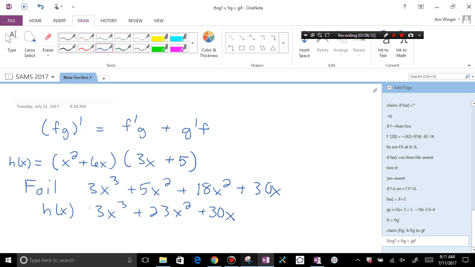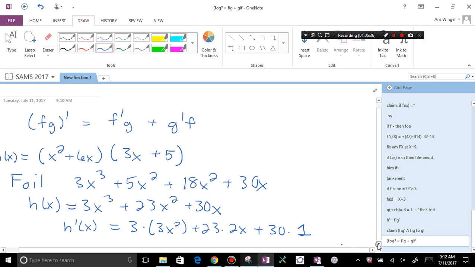Sometimes we do simplification and we think we've taken the derivative. We have not. The derivative of that, this is the notation for the derivative, using the power rule, is 3 times the derivative of x to the third, which is 3x squared, plus 23 times 2x, plus 30 times the derivative of x, which is 1. I won't be writing it out this way forever. I'm going to be going much quicker.